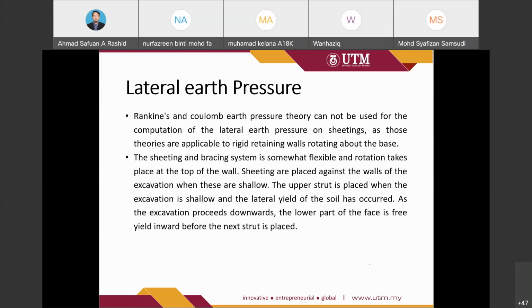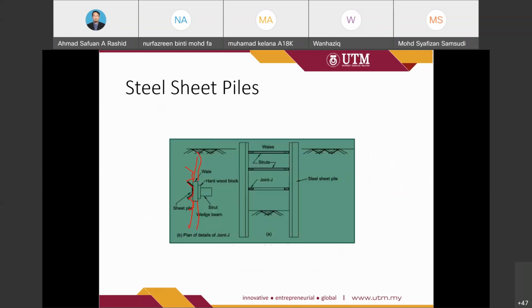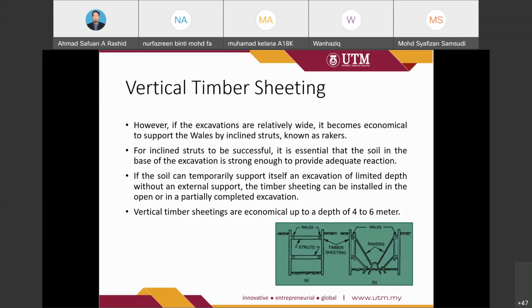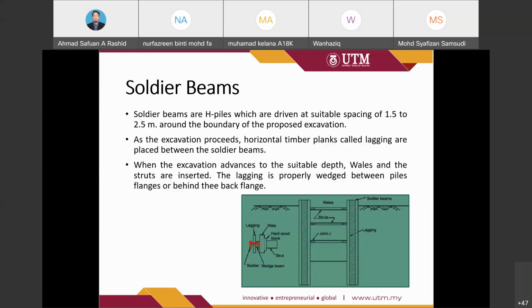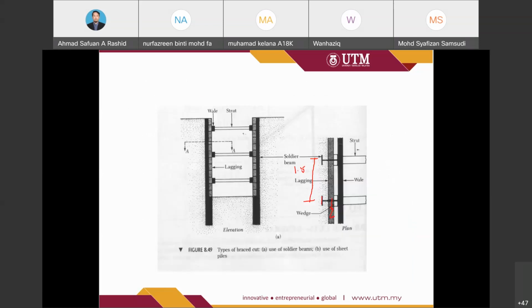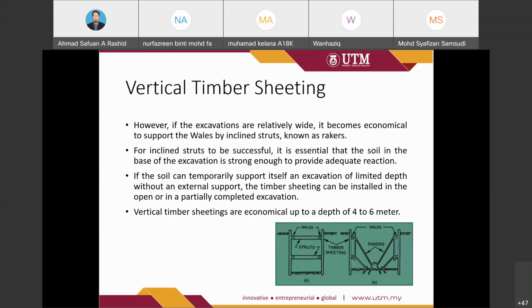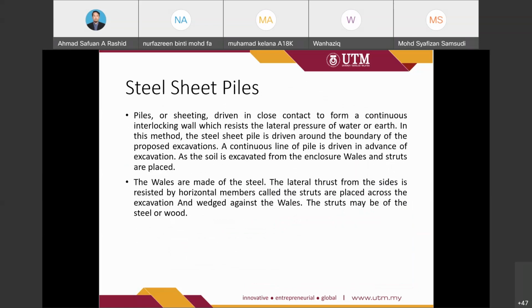So now we will learn how to design a braced cut system. But for this case we only focus on the sheet pile system. No discussion will be made on the soldier beams or on the tie back. For the timber sheeting, it is the same system as the sheet pile. However, the difference is in the material only.